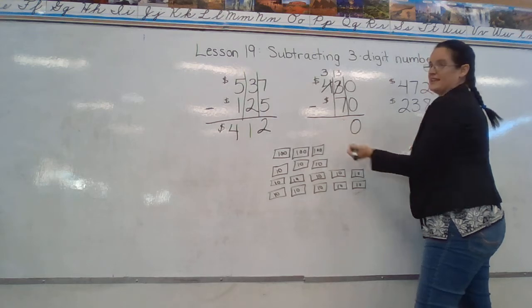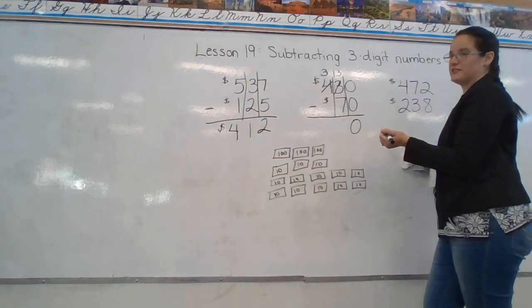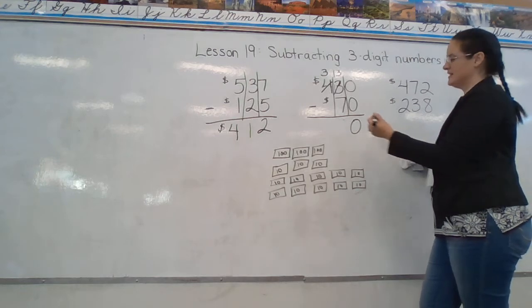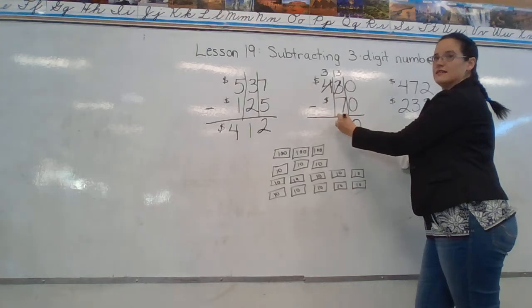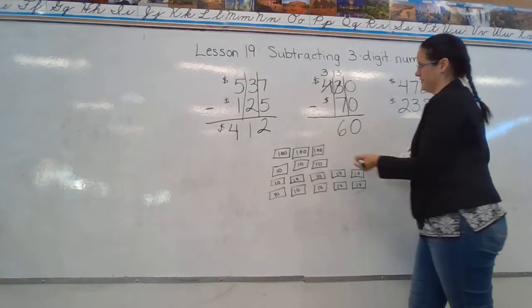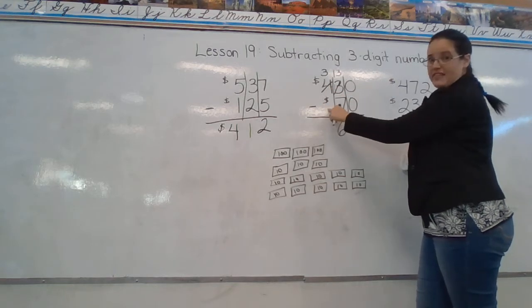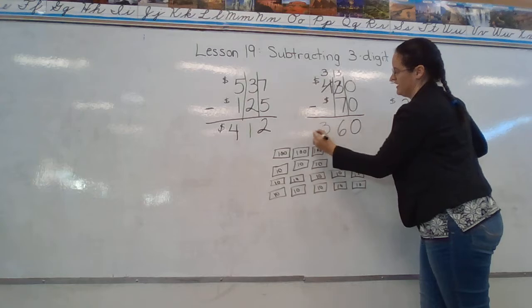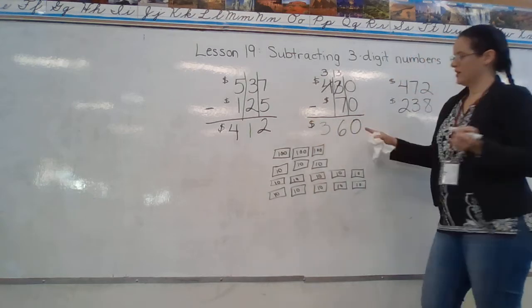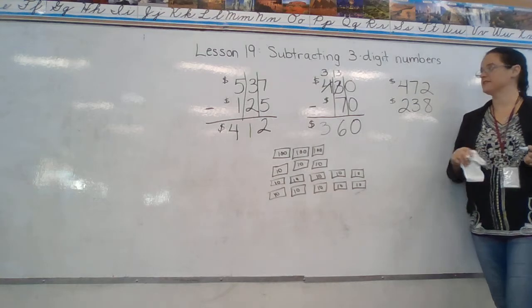No. 7 plus 8 is 15. 13 minus 7. Do you know this, Nyla? 6. Good job, 5th grader. All right, then 3 minus nothing is 3. So Jamal had $360 left.